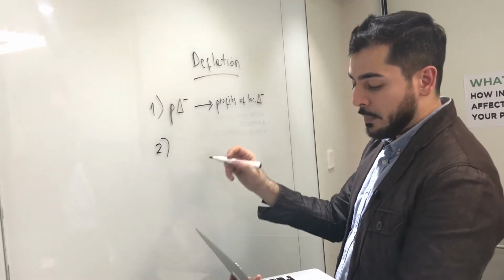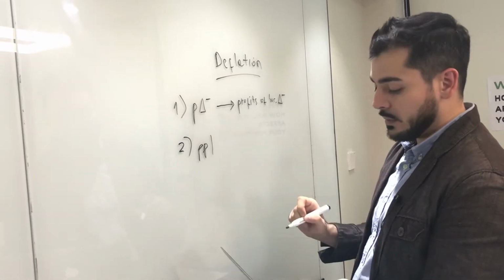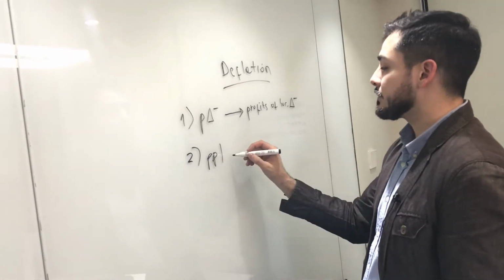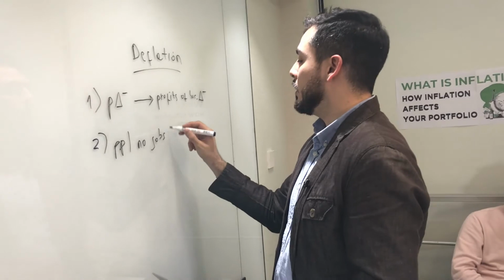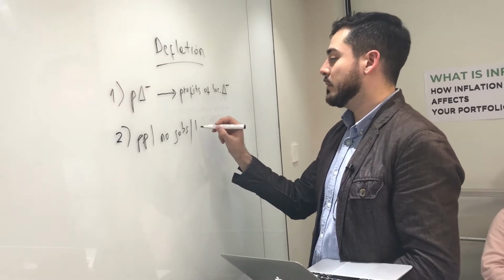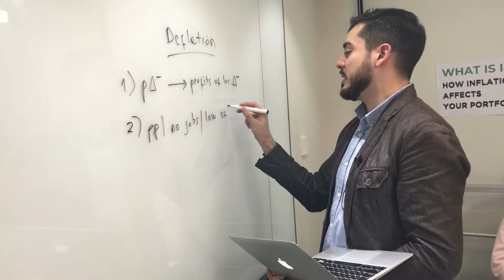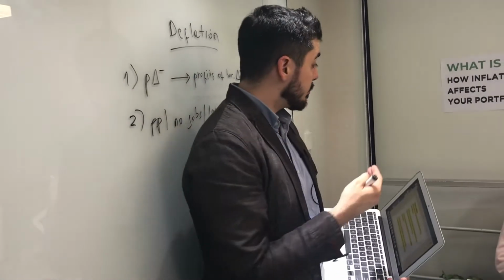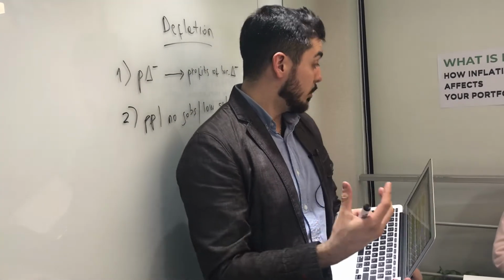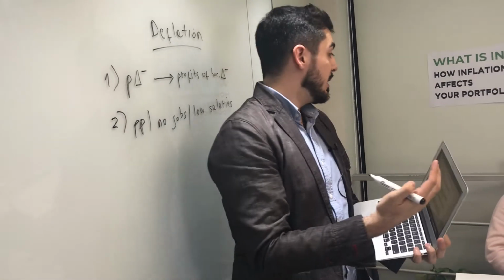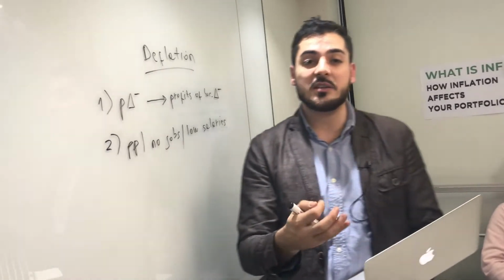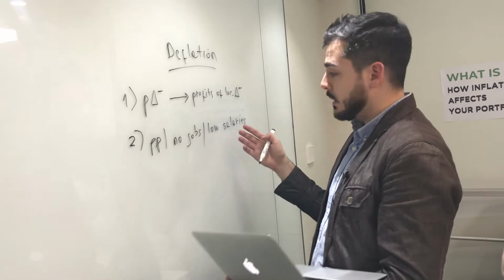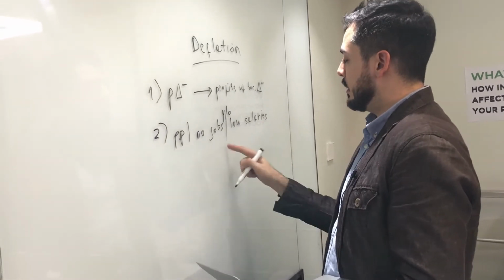Number two, normal people will tend to lose their jobs, right? Or maybe no jobs, or maybe they have to accept very low or lower salaries. So here it's the opposite, as we explained before. When there is inflation, people want more salary to protect from the devaluation of the currency, the price of goods. But now it's the opposite. So people can get no jobs and lower salaries.